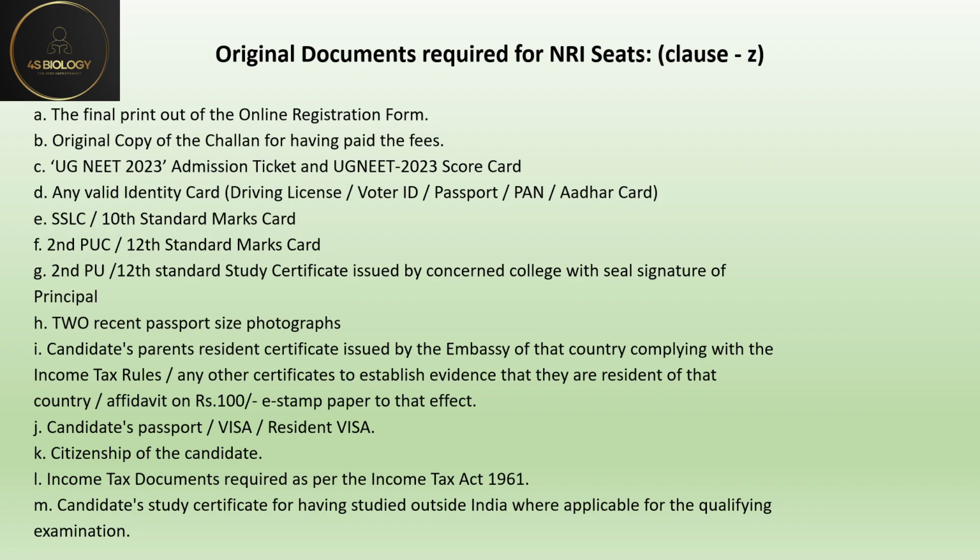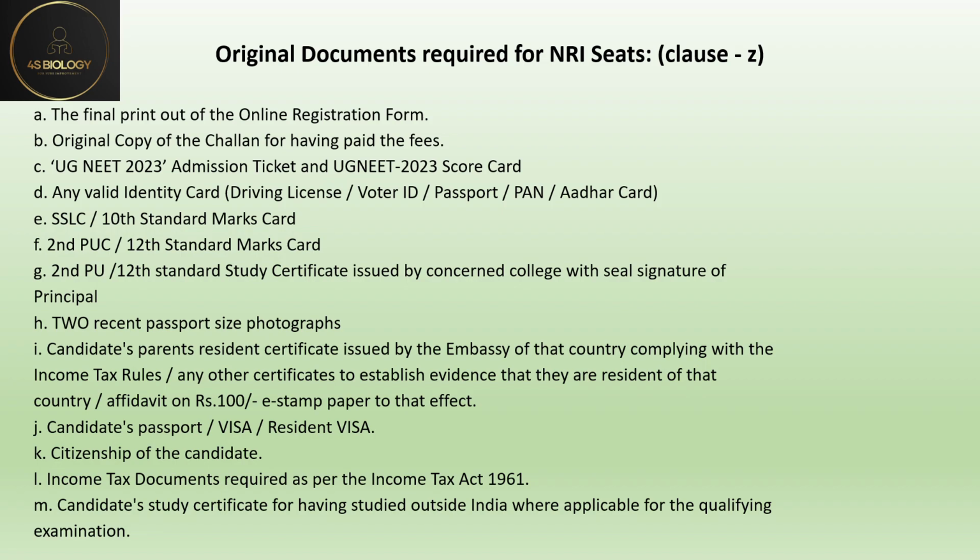So for NRI seats, that is clause Z, which you have chosen in the online application form, the same thing, you have to have final printout, challan of fees paid, admission ticket, scorecard, and any valid identity card. This one is extra. It might be Aadhaar card, driving license, voter ID, passport, or PAN card. Then 10th and 12th marks card, 12th study certificate. This should be issued by the concerned college with the seal and signature of the principal. This is most important. And the same, a recent passport size photograph.